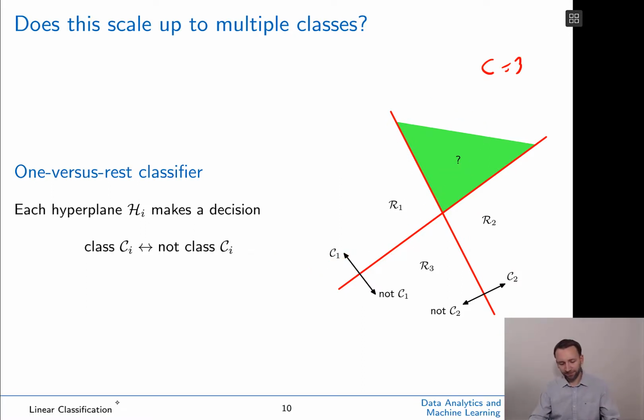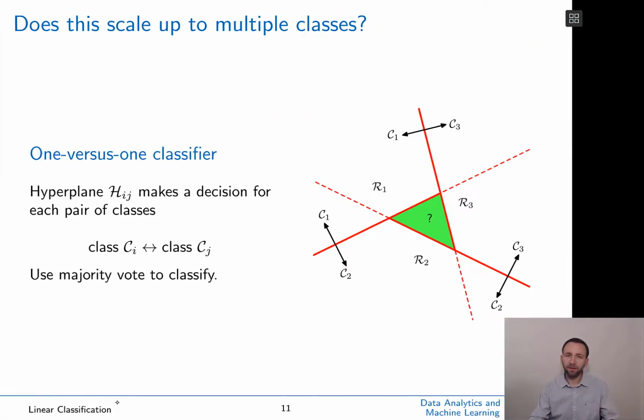So what can we do? One versus rest is one solution, but potentially not the best one. So we can also do 1 versus 1, which just blows up the space, so to say. So we're always comparing class I versus class J. So in this 3 class case, it means 1 versus 2, 1 versus 3, and 2 versus 3, right?